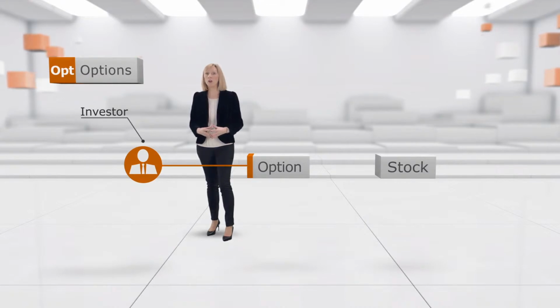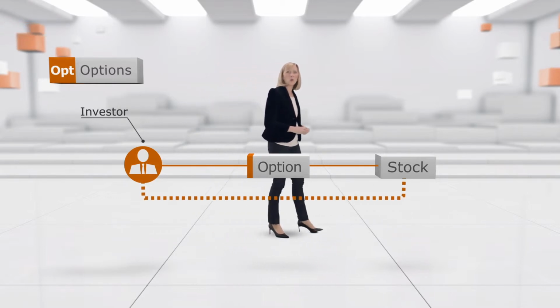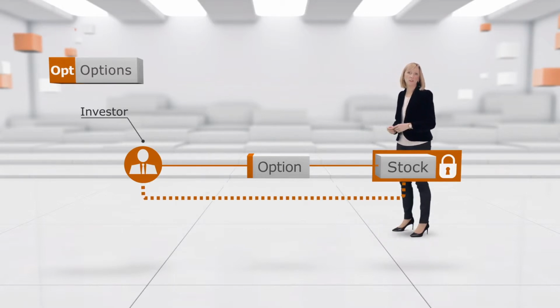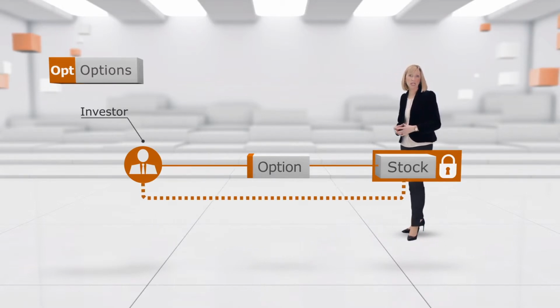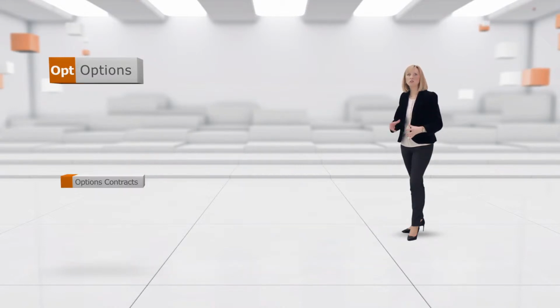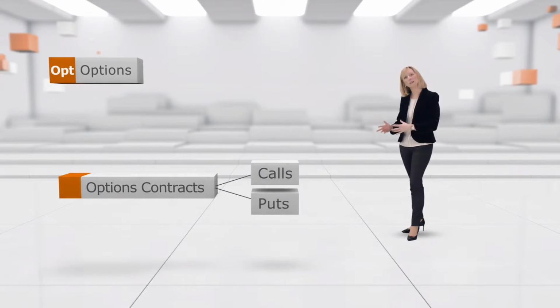Traders can choose to purchase an option on a stock instead of the stock itself. They can also buy options in order to protect a stock position. The common stock that is used as the basis for the option is referred to as the underlying asset. The two types of option contracts are known as calls and puts.